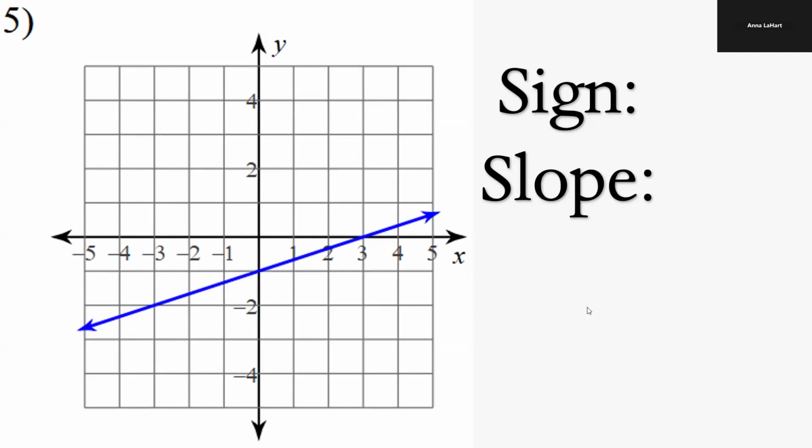Next one. Okay, go ahead, pause the video. All right, this is definitely a positive graph, and then a point right there, and then right there. So that would be up 1 over 3 for a slope of 1/3.